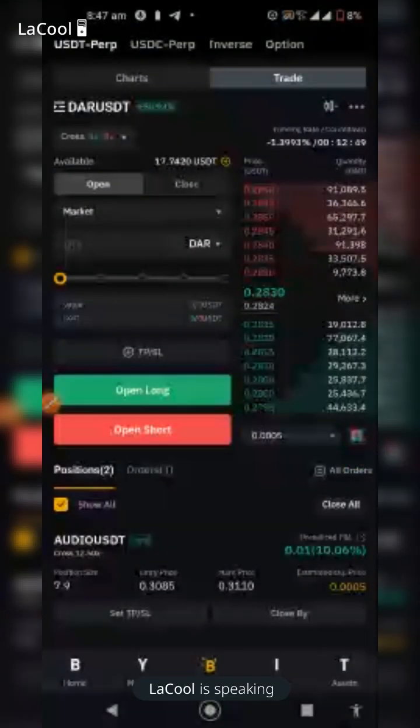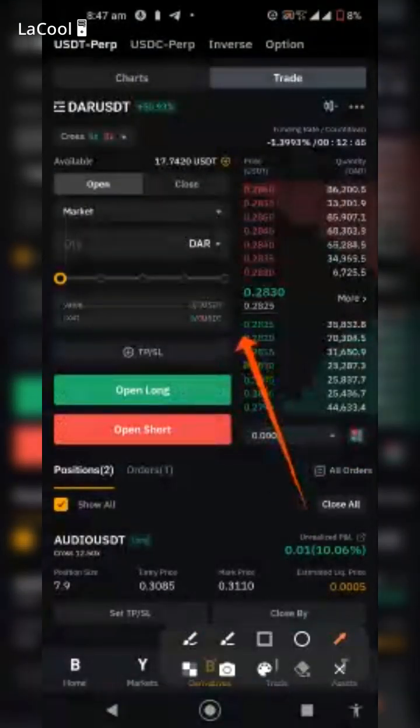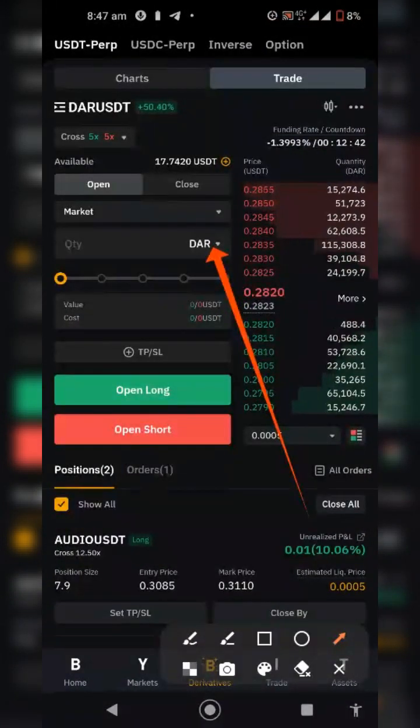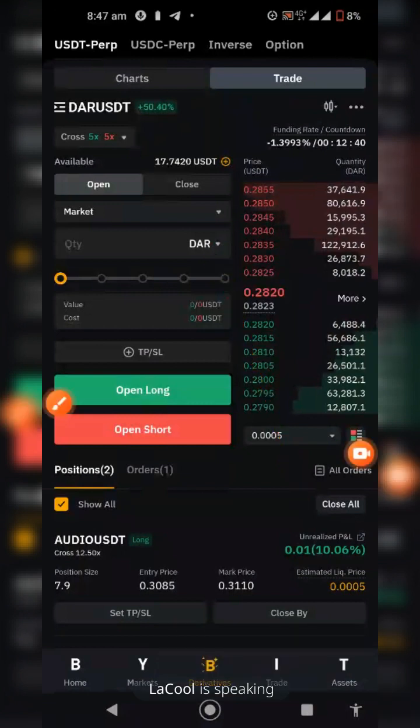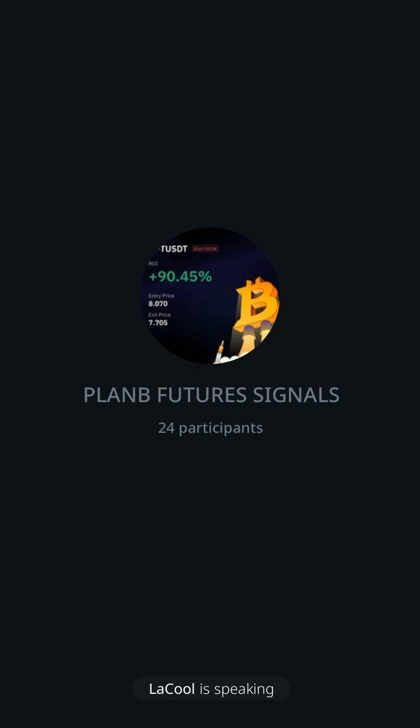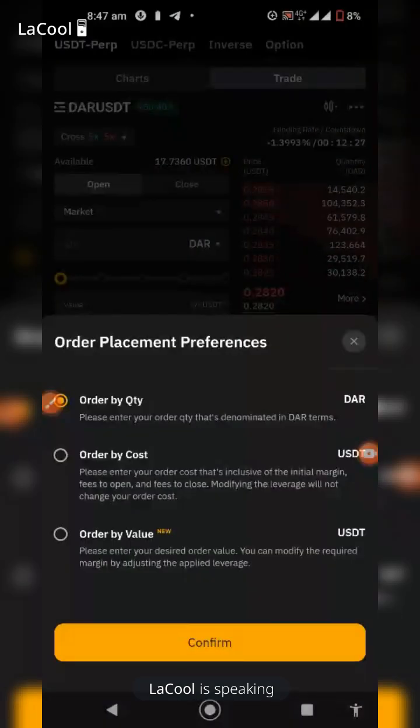Then the next thing is, you see where this DA is written. You come and click here. These other placement preferences will now come up. To avoid confusion, I'm not going to take you around the whole of this. Just click on order by cost, which is, to me, simple to understand. You click on order by cost, which is the second.